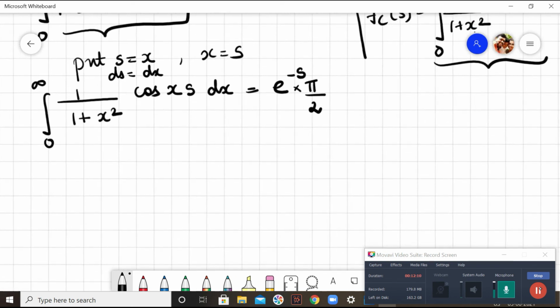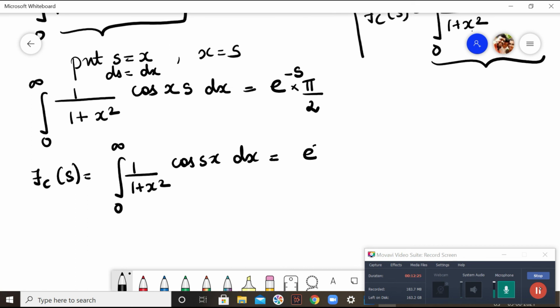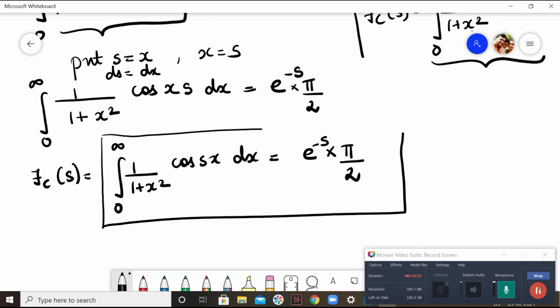Okay, so this is what I have to find out. My Fc of s is equal to integral 0 to infinity 1 by 1 plus x square cos sx dx is equal to e to the power minus s into pi by 2. Okay, so this is what I have to find out. Clear? So what are we doing here? Just to make the integration simple, we are considering a function. Using that, we are finding this value. Okay, you have any doubts? You can ask me.